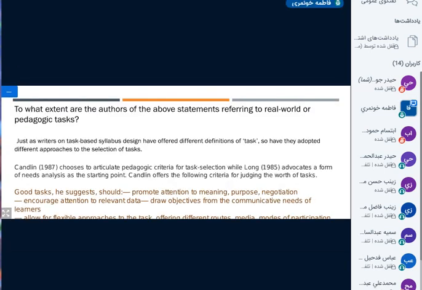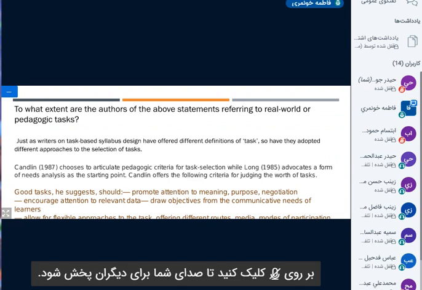But there is a more recent definition of the task by David Nunan. Let me tell you what Nunan thinks of task. Task, he believes, is a piece of classroom work which involves learners in comprehending, manipulating, producing, or interacting in the target language when their attention is principally focused on meaning rather than form. So this is the definition that Nunan has provided for the word task.